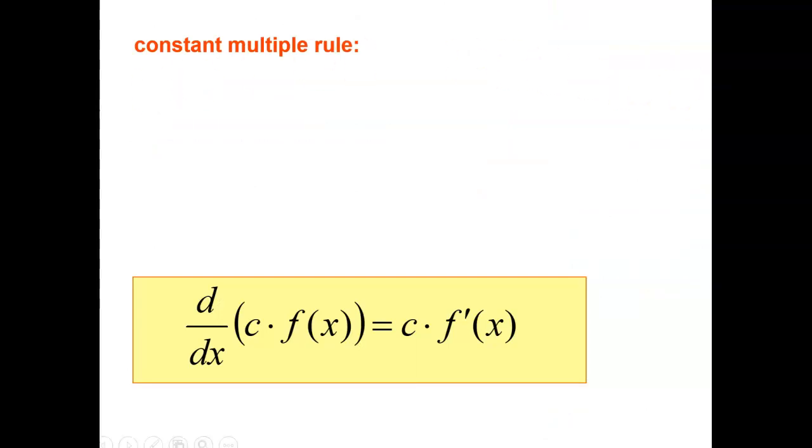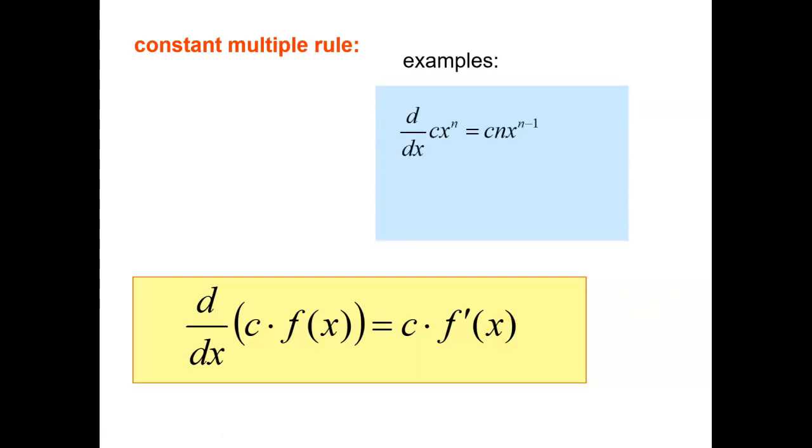Here is the constant multiple rule in function notation. The derivative of a constant that's multiplied by a function, we can simply take that constant and pull it out to the front and then take the derivative of the remaining part of the function. Now I'm going to give you some easy ones here to start with.